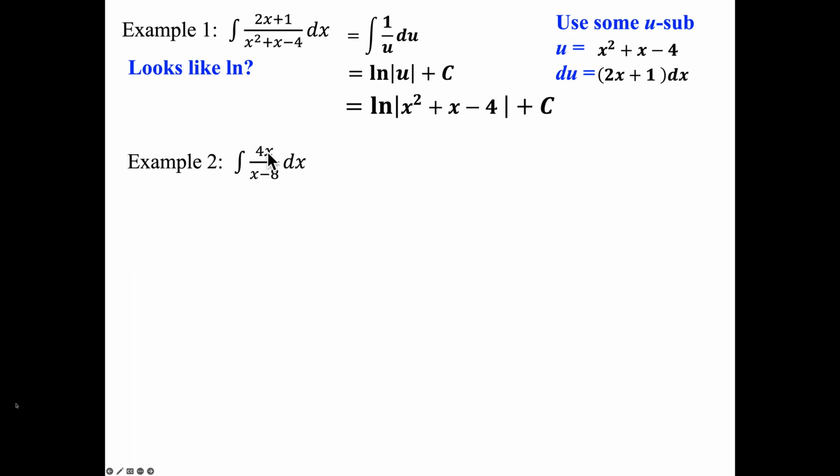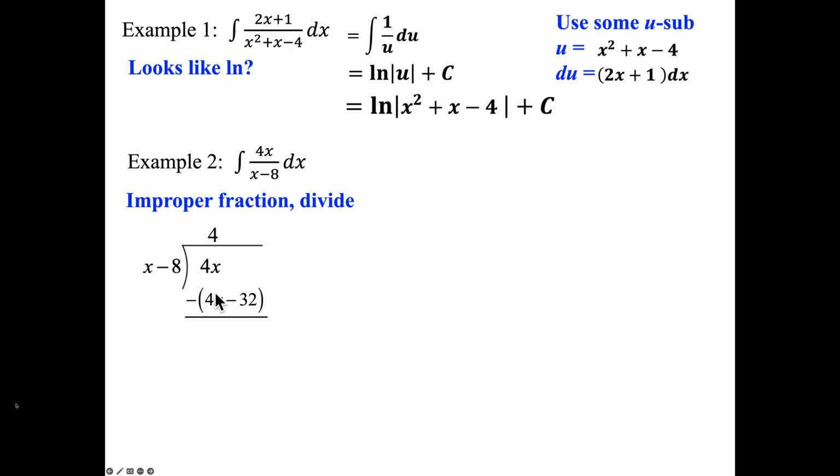So what we have to do here, this is an improper fraction, so we're going to divide it. I'm going to divide x minus 8 into 4x, so x goes into 4x 4 times. That gives me 4x minus 32. I'm going to subtract everything, so think of this as 0 minus a negative, which is a plus 32, and I can rewrite this fraction as 4 plus 32 over x minus 8.